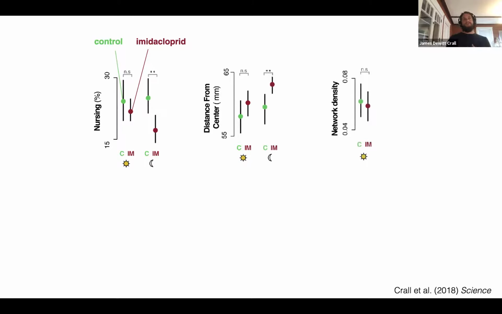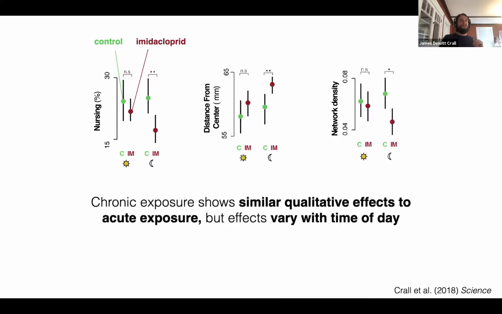And if we look at an aggregate metric of that social interaction pattern, so this is just of all possible interactions that could happen within a colony, how many of them actually happened: no reduction during the day, significantly at least, and a significant reduction in social interactions overnight. So I think the takeaway from these chronic exposure trials is we see overall qualitatively similar effects to acute exposure, but those patterns vary with the time of day. They're primarily happening overnight, or they're at least stronger overnight than during the day.